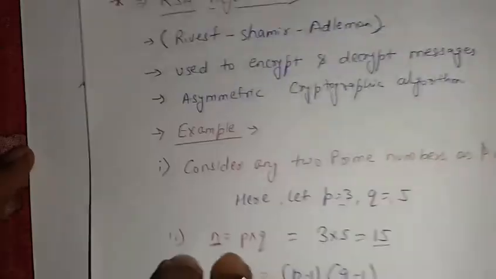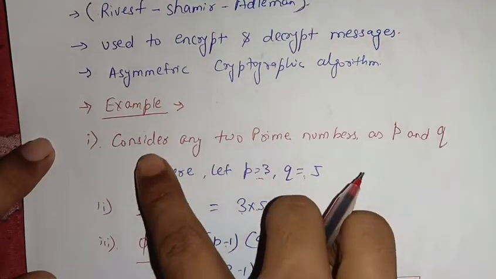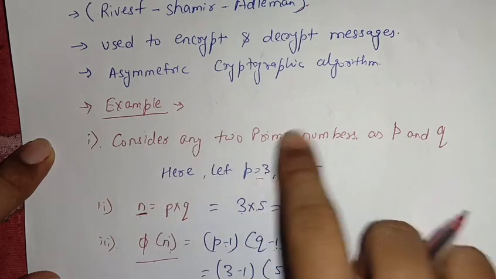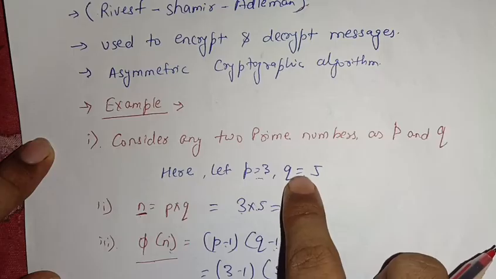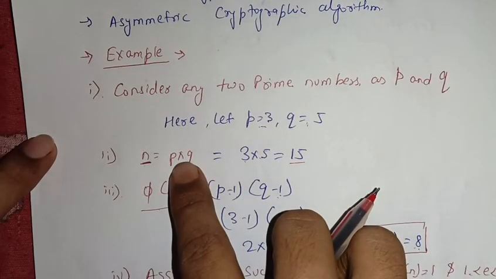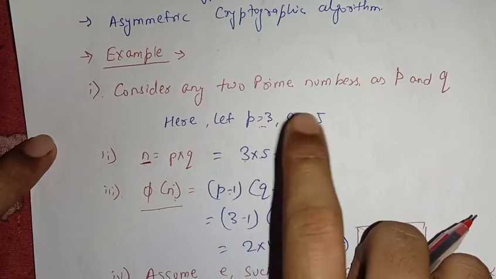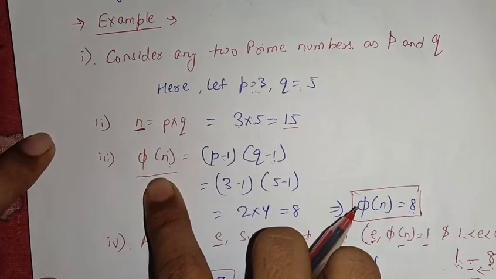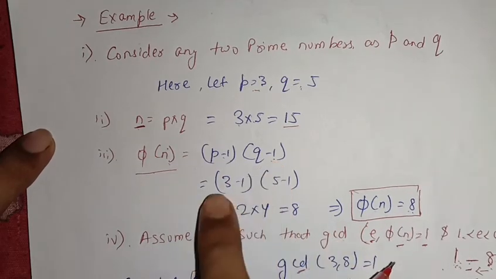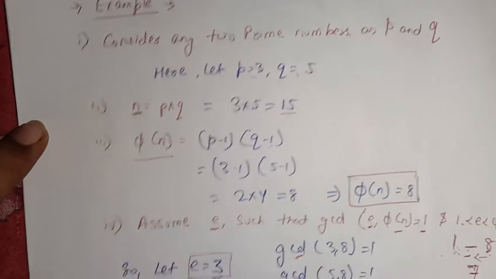So that only we'll see again just in a few minutes. Consider two prime numbers P and Q. We have taken the example as P equals 3 and Q equals 5. Then just multiply P and Q, the value as 3 into 5 equals 15. That is the second step. Third step, phi n. Phi n is P minus 1 into Q minus 1. That is 3 minus 1 into 5 minus 1, which equals 8.